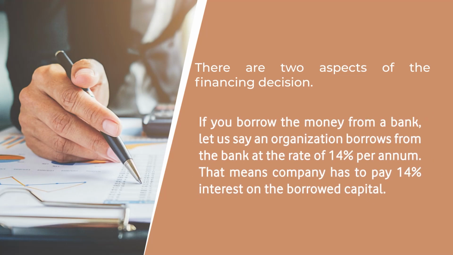If you borrow money from a bank, let us say an organization borrows from the bank at the rate of 14% per annum. That means the company has to pay 14% interest on the borrowed capital. Whether the company earns profit or not, interest payment is a legal and contractual obligation. That means if by the end of the year the company fails to earn more than 14% on the invested capital, the company will be paying interest out of its pocket. The company's bottom line, its profits, will suffer. So, that is where we have to make a check and balance between owner's capital and the borrowed capital.